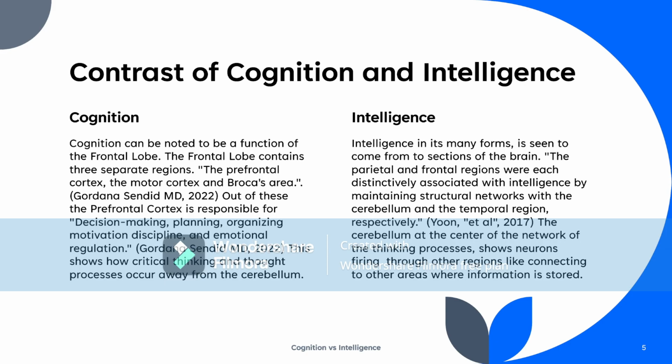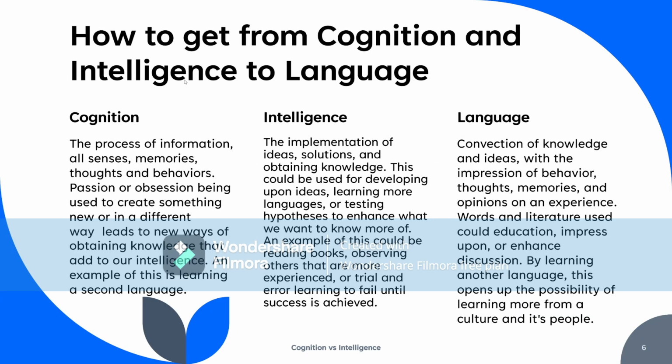Another way to look at this would be from the cerebellum, information is run through the cognitive frontal lobe, through the prefrontal cortex, where it forms thoughts, opinions, organizes information, and then sends them back out to become a thought. So, getting from cognition and intelligence to language.